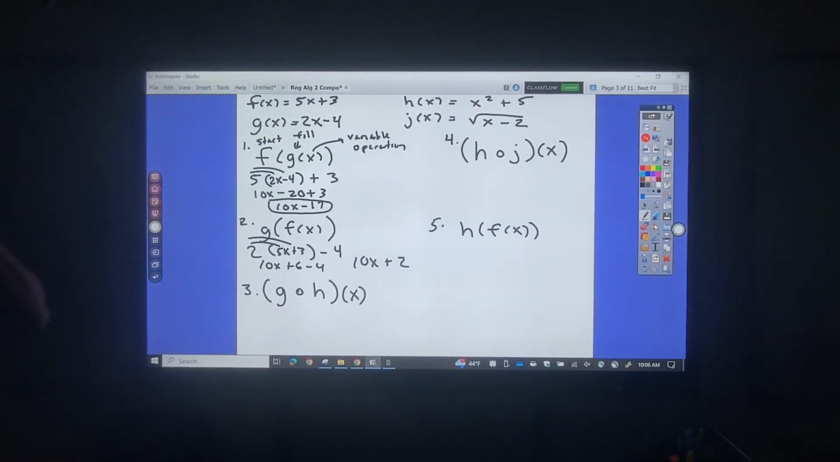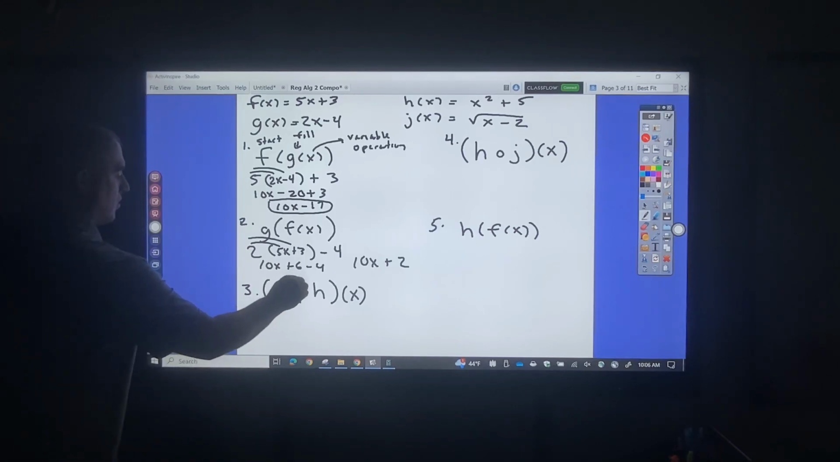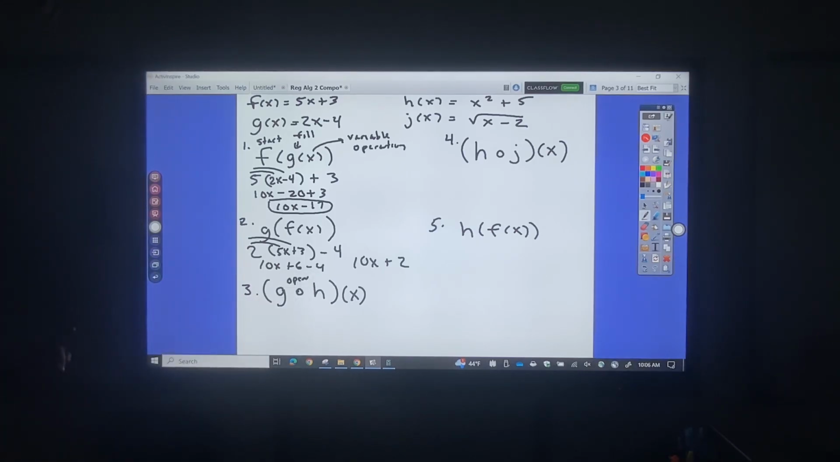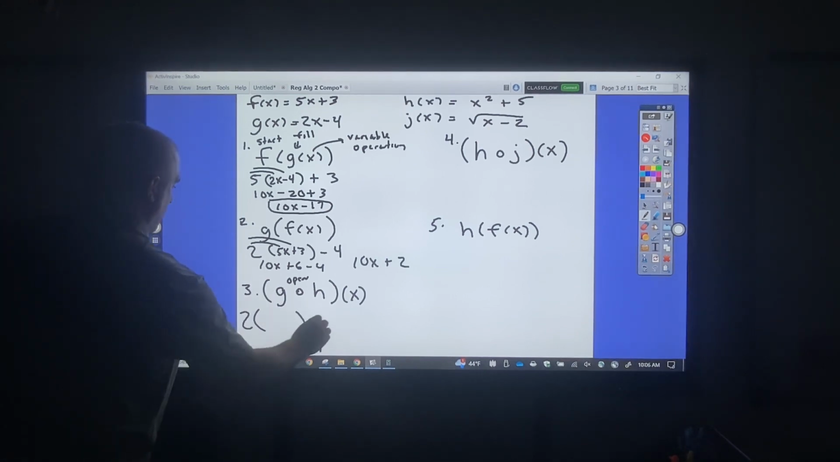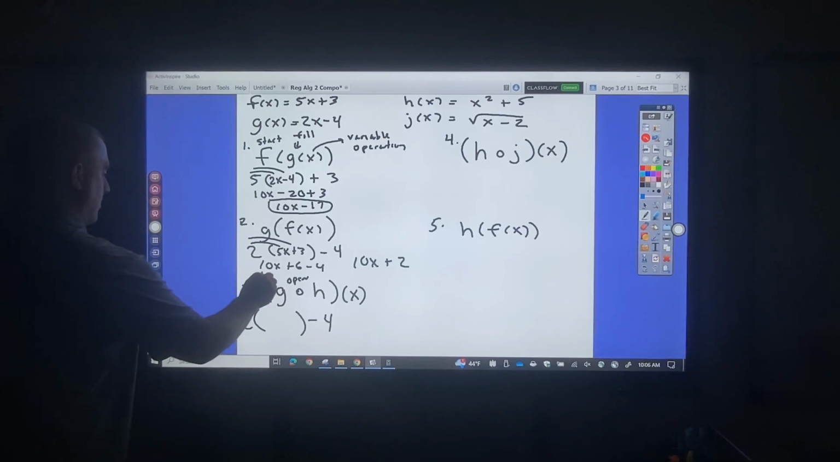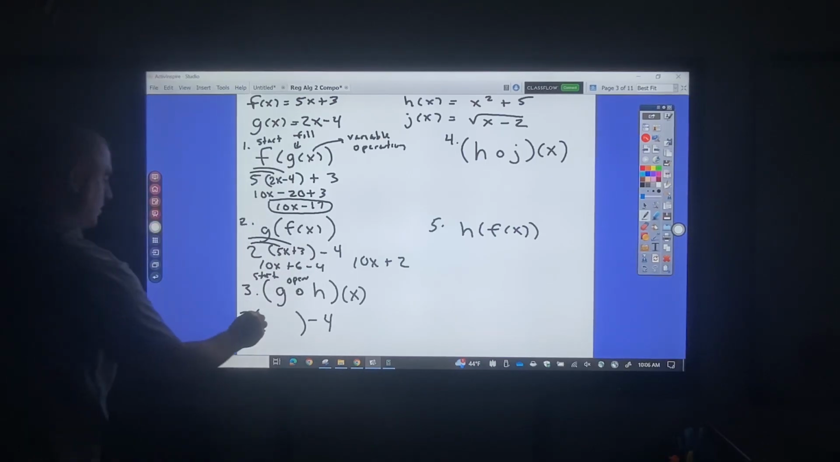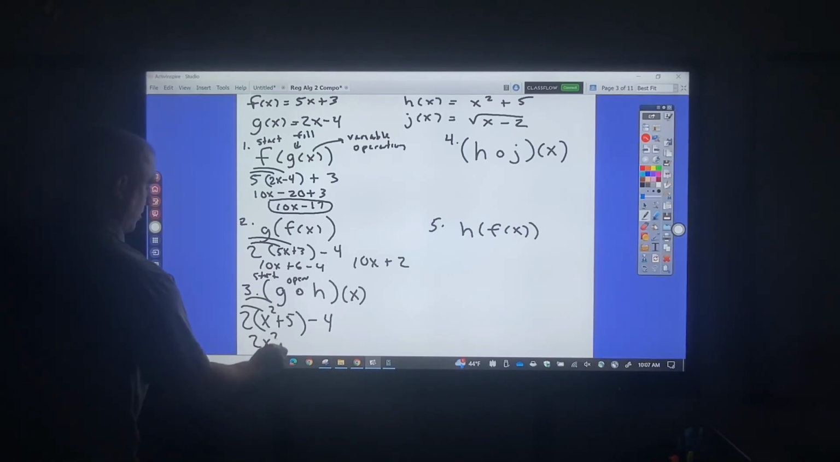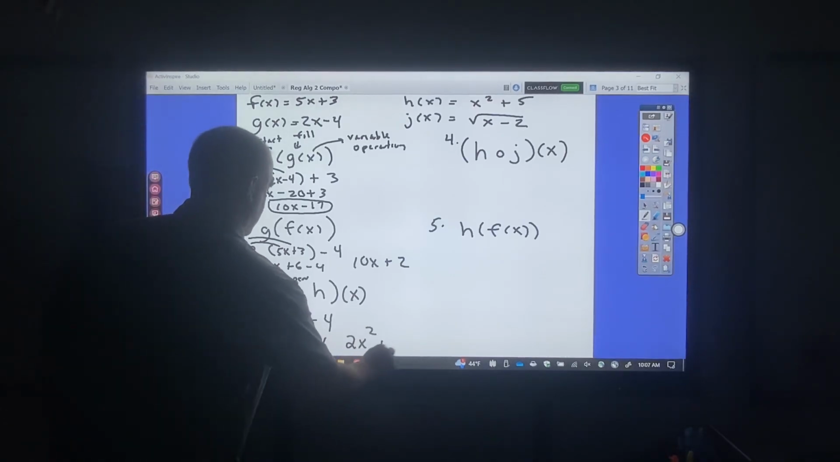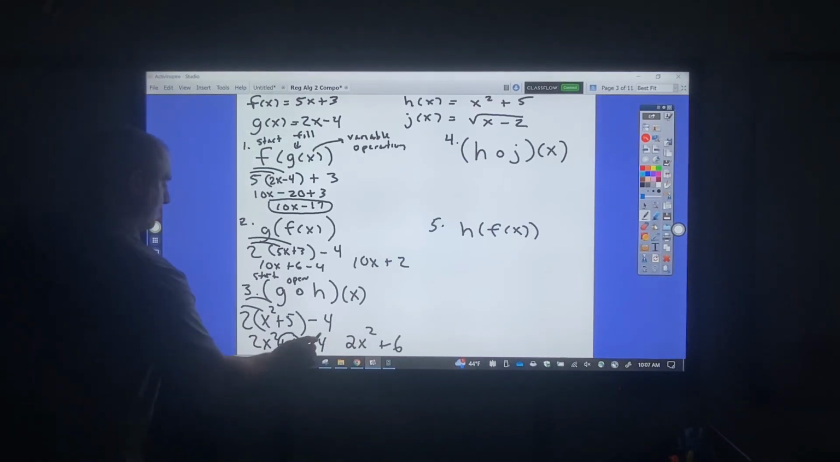Okay? Now, here's another way you'll see composition. Notice, this is an open circle. Okay, so that stands for the composition. So I start here with g. So this is still a start here. I'm still filling in the h. Okay? And then I have x, so that means I have to do the operation, which is 2x squared plus 10. Minus 4, that's going to be 2x squared plus 6, because those two combine.